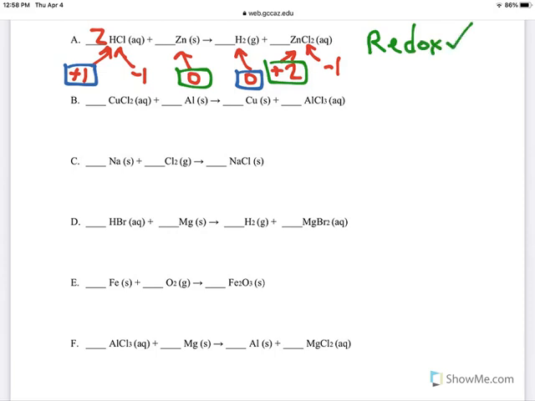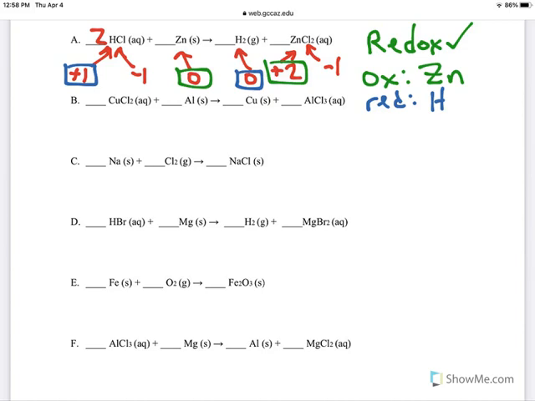Let's think about the zinc here. Zinc went from an oxidation number of 0 to an oxidation number of 2. That means that zinc lost 2 electrons. Zinc was oxidized. Hydrogen, on the other hand, went from a +1 to a 0. His oxidation number was reduced, so we know that hydrogen in this reaction was reduced. You can't have an oxidation-reduction reaction without both parts happening. So if something is oxidized, something has to be reduced with it.